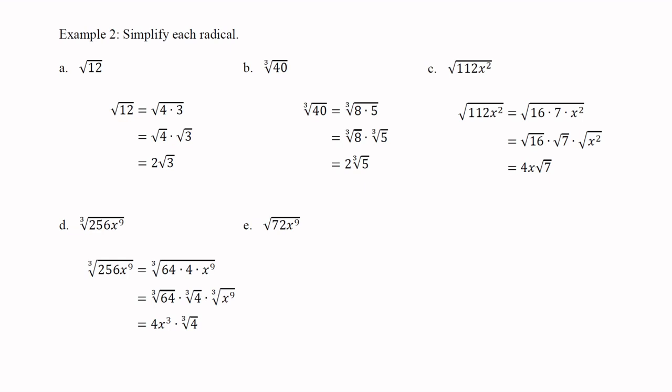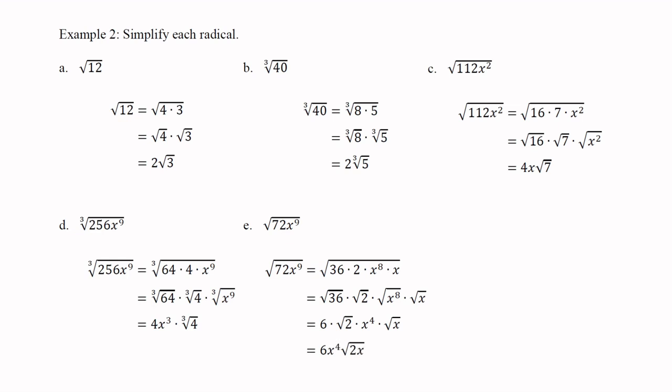For the next one, we have the square root of 72, x to the 9th. So we are going to split up the 72 into 36 times 2, since 36 is a perfect square. We're going to split up the x to the 9th into the x to the 8th and x, because 2 goes evenly into 8. And then we're going to split up all of our radicals. Square root of 36 is 6, and we're left with the square root of 2. Square root of x to the 8th is x to the 4th, and then we're left with the square root of x. And then we're going to combine our square root of 2 and our square root of x together on the end and have 6x to the 4th times the square root of 2x.